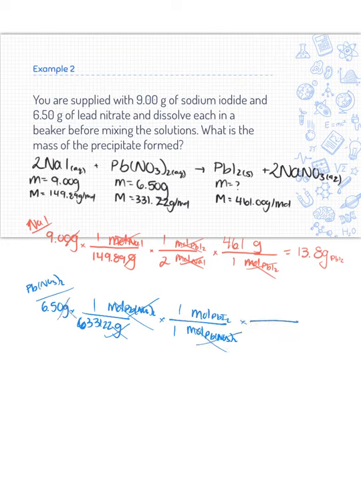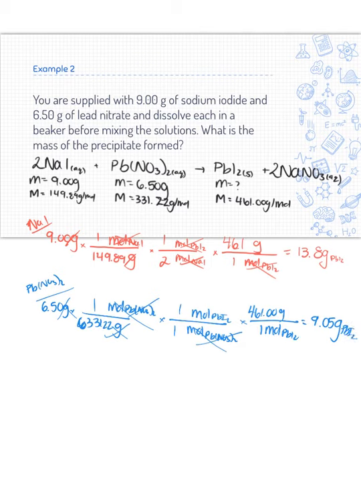We're at moles, we're going to find mass. So this is 461 grams per 1 mole of PbI2. When we calculate this all out, I get 9.05 grams of PbI2 produced.